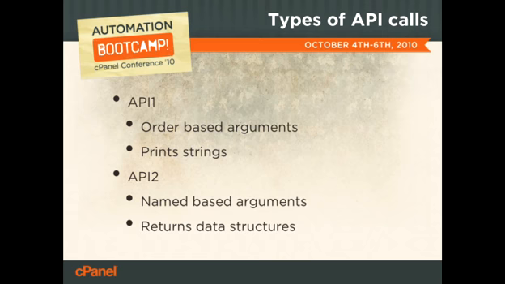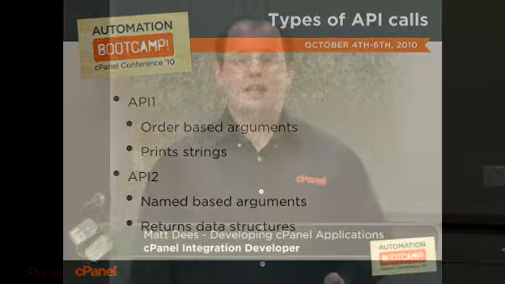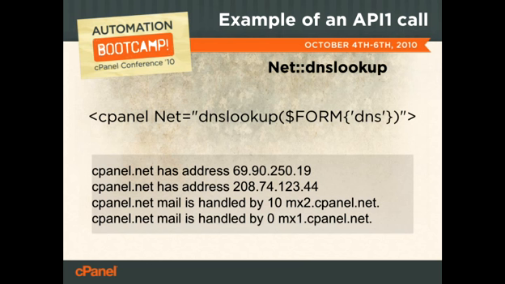and it translates really well into an HTTP interface. And when API 2 returns data, it returns data structures, meaning that it will return a hash or an array of hashes of information, which is very useful to work with and translates well into an XML or JSON type response. So here's an example of an API 1 call.